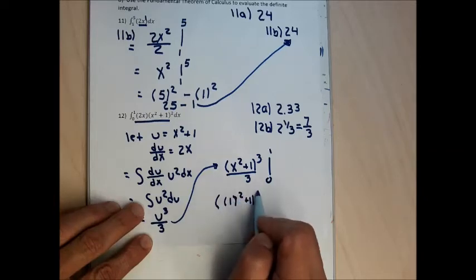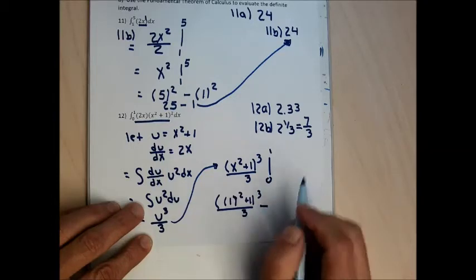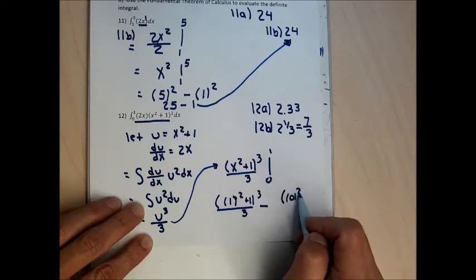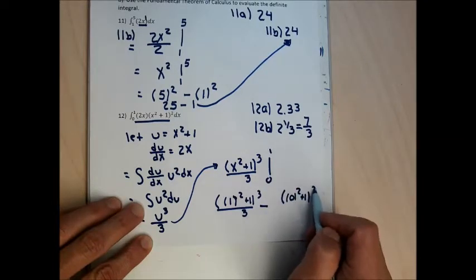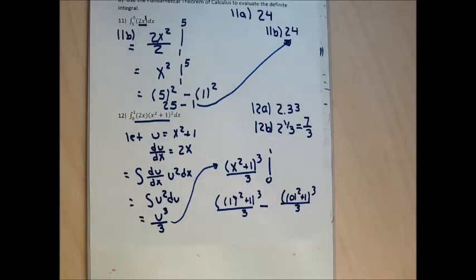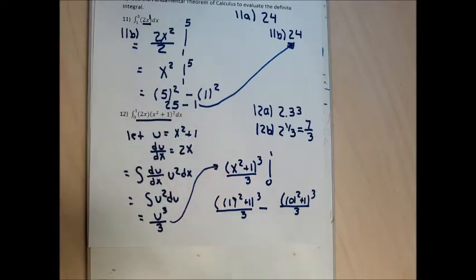plus 1 cubed over 3 minus, the formula for the fundamental theorem of calculus has a minus between the evaluations, and then 0 squared plus 1 cubed over 3. So I just put a 1 in, I put a 0 in, put a minus between them, and now let me figure these out a little bit.